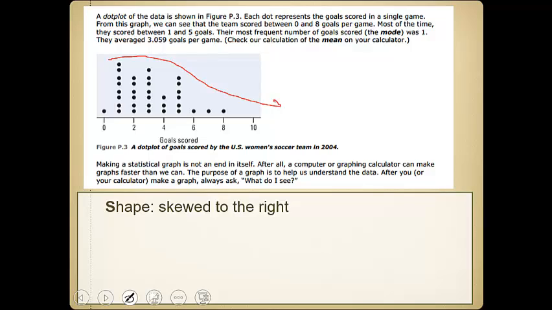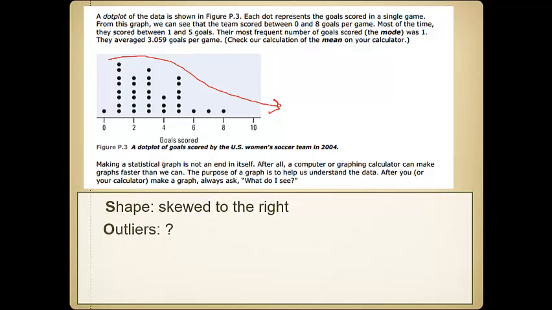Skewed to the right. Other possible measures of shape might be mounded, symmetric. Even if it's not exactly symmetric, you might say it's somewhat symmetric. Of course, skewed to the left. And uniform, where everything is about the same height, are probably the most popular ways to describe shape. But it's important to describe shape so you have a general idea of what the data looks like.